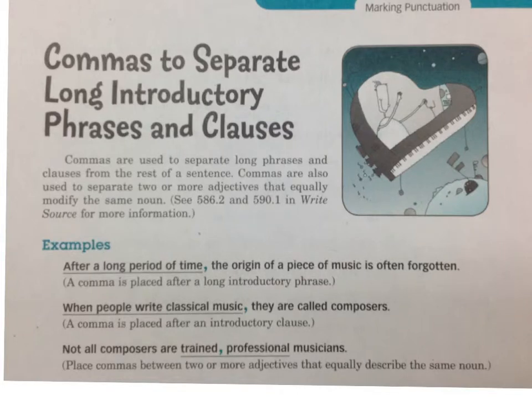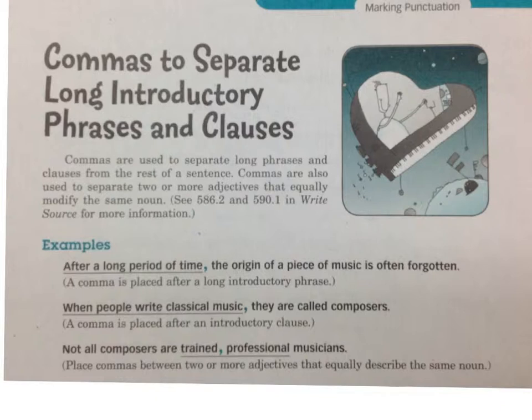When we write, we write with independent clauses. An independent clause is a complete sentence, has a subject and a predicate. It's a complete thought. Sometimes when we have these independent clauses, these complete sentences, we like to introduce them with some added material. When we do that, it's called a long introductory phrase and clause.